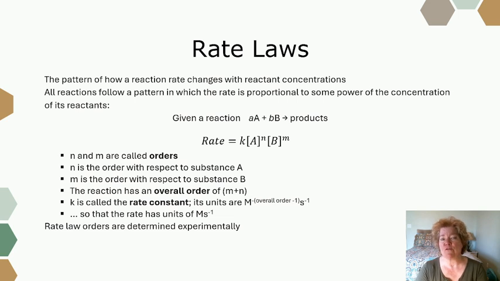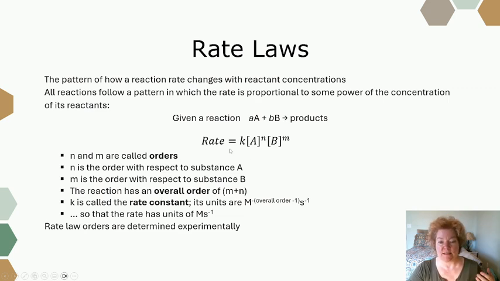Now, if I wanted to know for the entire reaction, what is the order? Sometimes they use the word overall order. Sometimes they just say reaction order. I'm going to sum up all the individual reactant orders. So in this case, it'd be N plus M, but if I had a third reactant, I would have N plus M plus then the order of that third reactant as well.